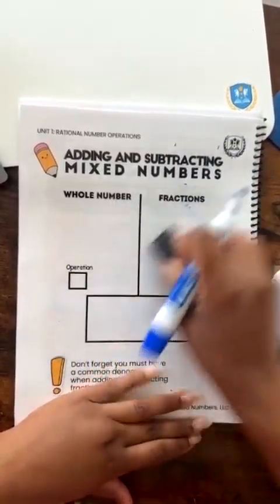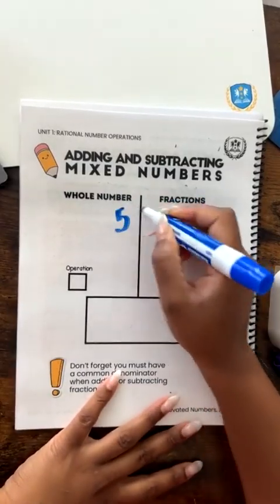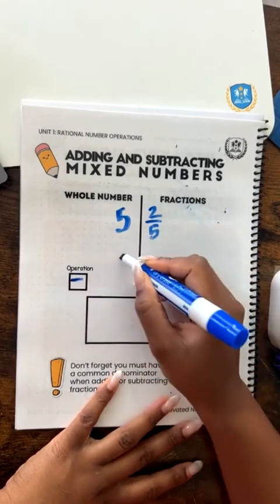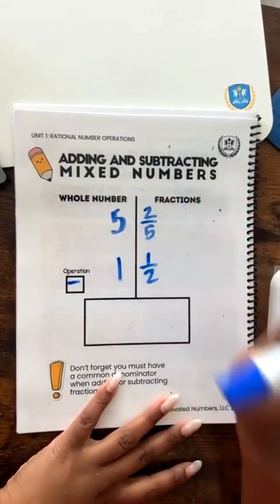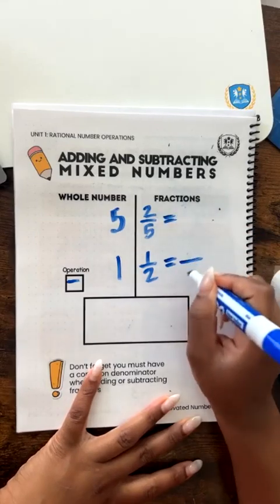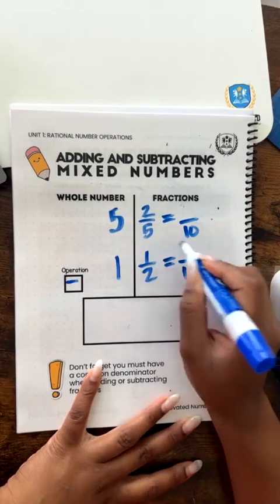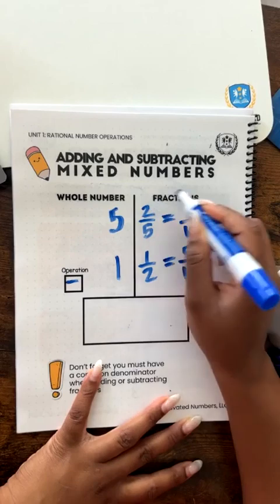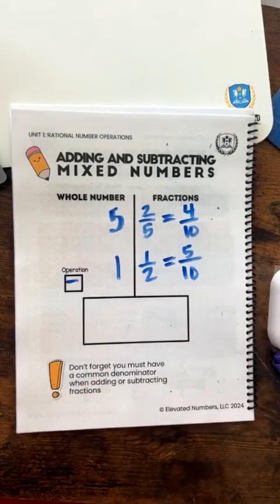All right. So we got 5 2/5 minus 1 1/2. Again, if I am subtracting fractions, they need common denominators. So we're going to make that denominator 10. 2 times 5, so 1 times 5. And 5 times 2, so 2 times 2 is 4. Okay, so here's what I wanted to chat about.